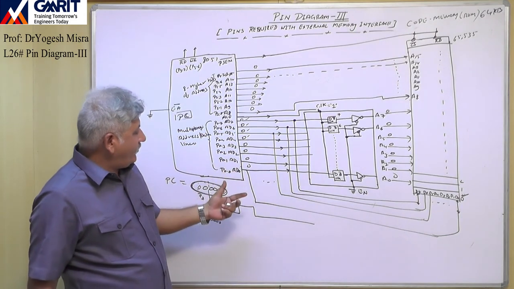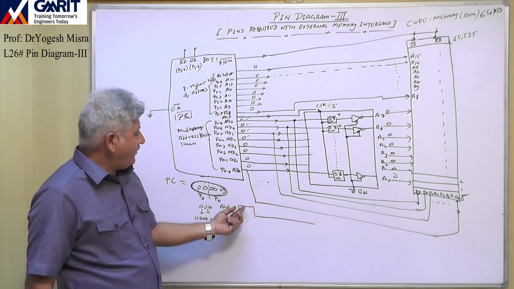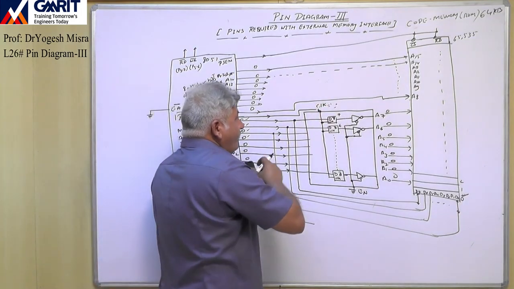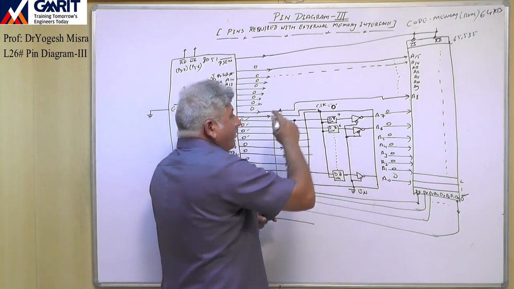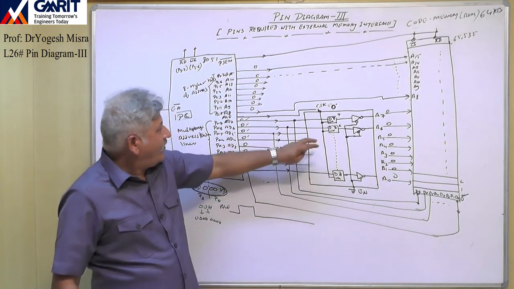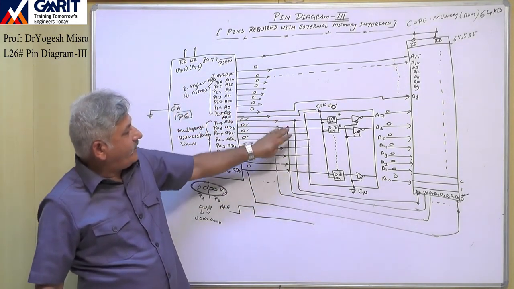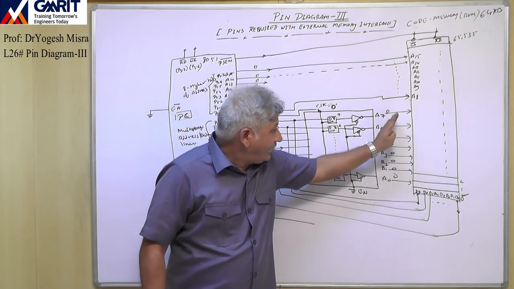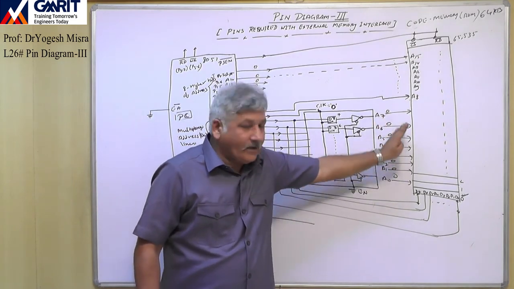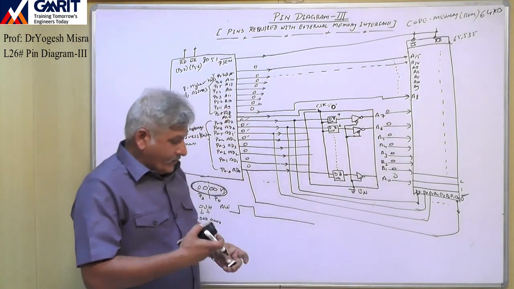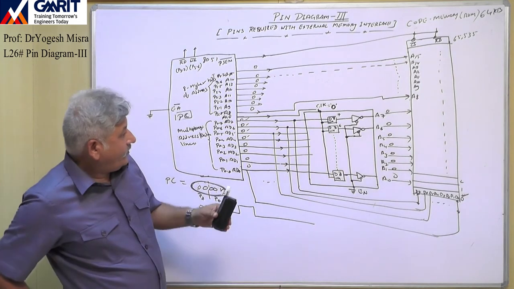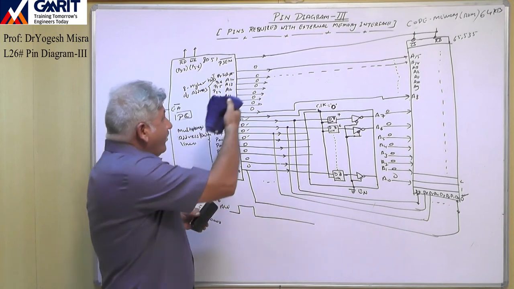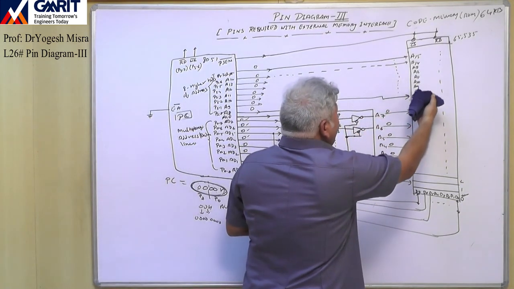After the first machine cycle, the ALE signal will become low, so this clock will become low. Now if this is low, whatever values are available here will not be transferred to this side. This means there will be no change in these values. So now the lower order addresses have been latched, and the higher order addresses are already available over A8 to A15.